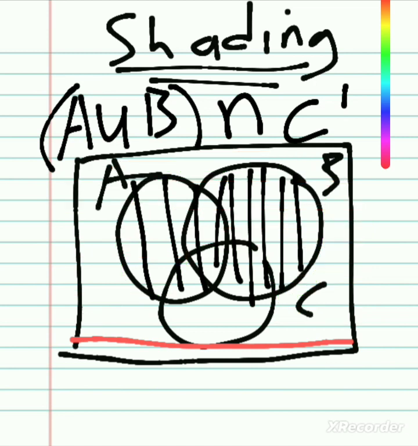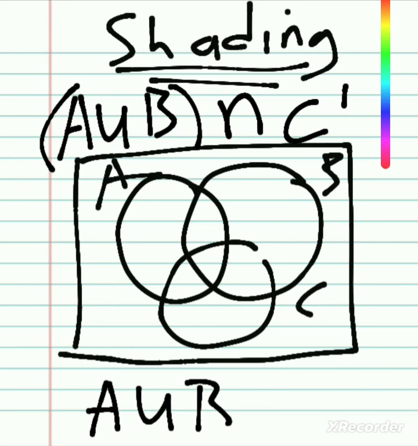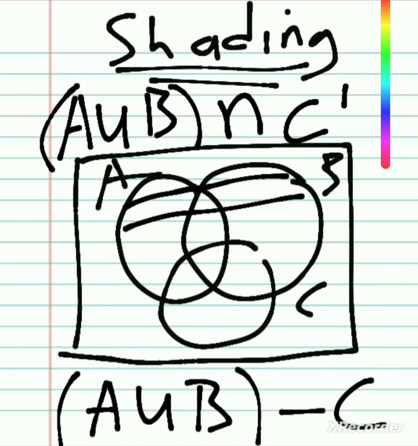Then for the advanced learners, or should I say method 2, for method 2 we know intersect and complement make minus. So A union B intersect C complement simply means A union B in brackets minus C. So we shade everything in A union B apart from the part that is in C. We can do that like this. Everything in A union B apart from the part that is in C. So this is A union B intersect C complement.